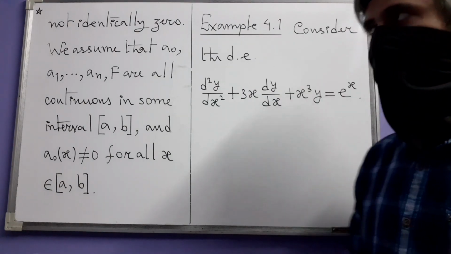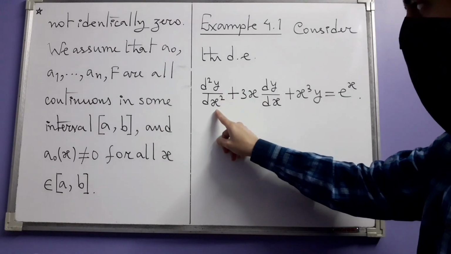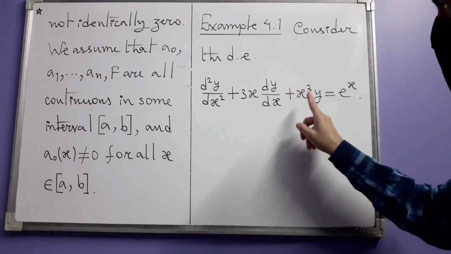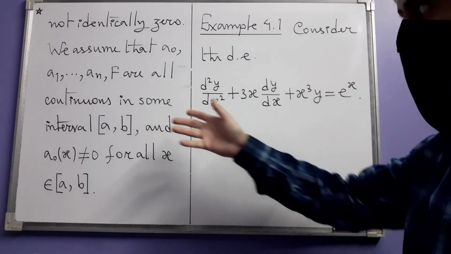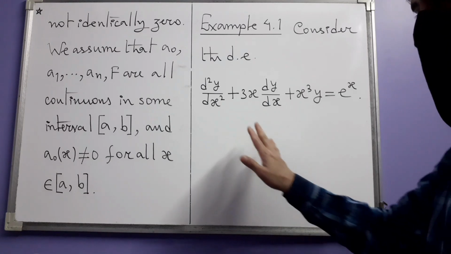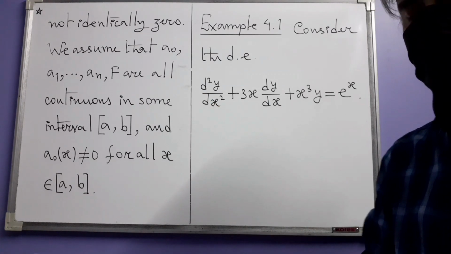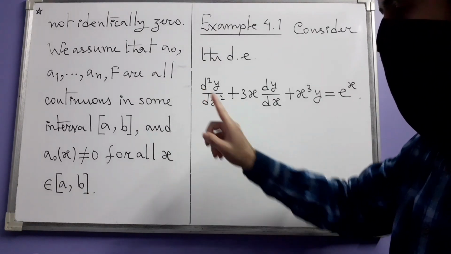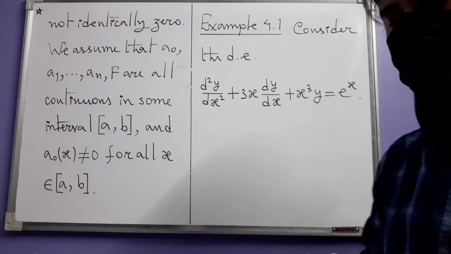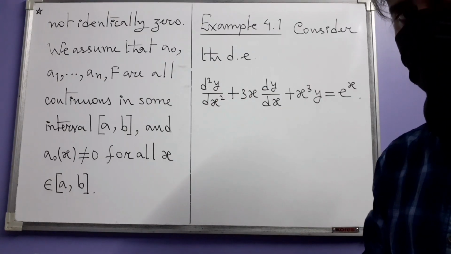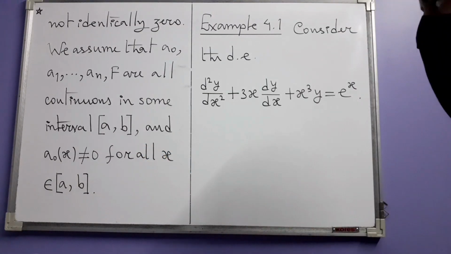As an example, we can consider this second order linear ODE: d squared y by dx squared plus 3x dy/dx plus x cubed y equals e to the power x. So this satisfies all those conditions. First of all, this is linear, and the second thing is that you look at the coefficient functions. a0 of x in this case is the constant function 1, that is continuous throughout the real line. Also, it never becomes 0. So that means inside any such closed interval also it's continuous and it's never 0.